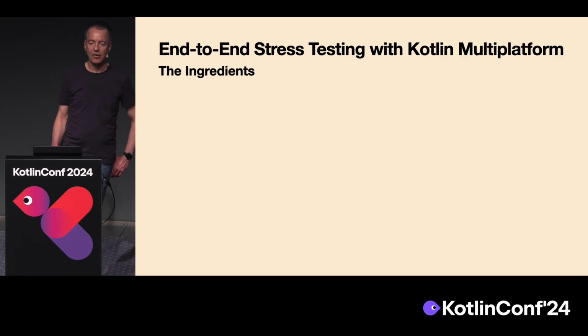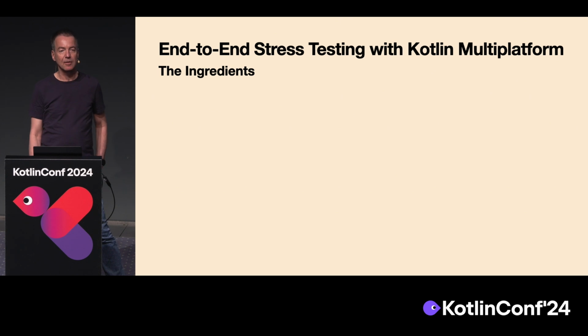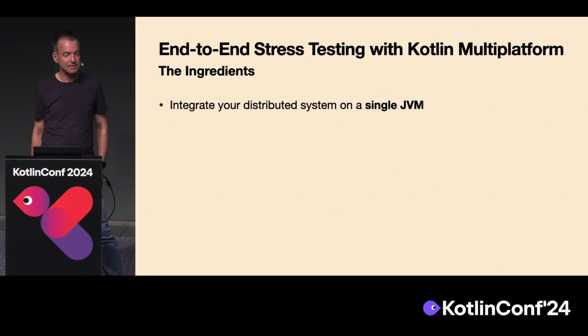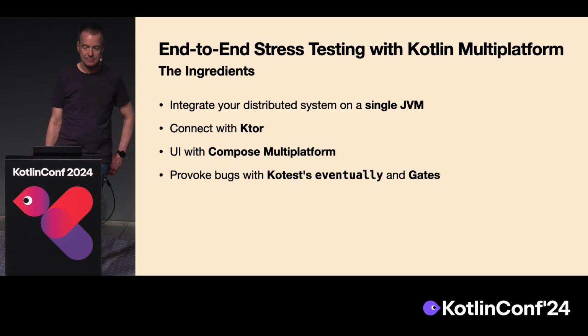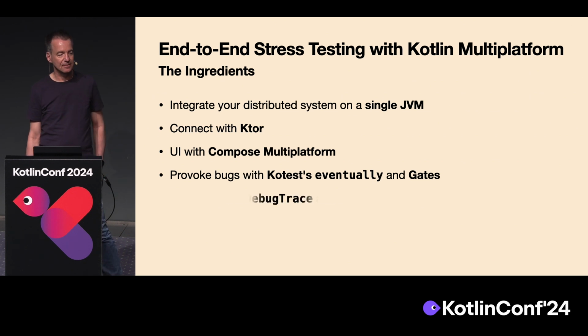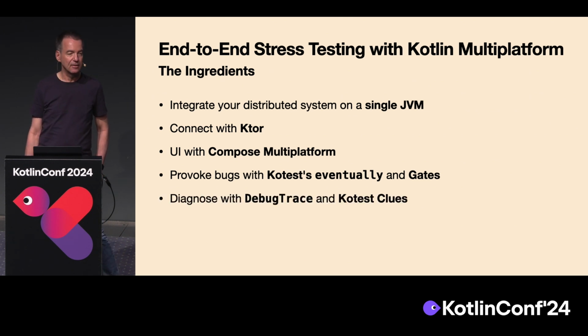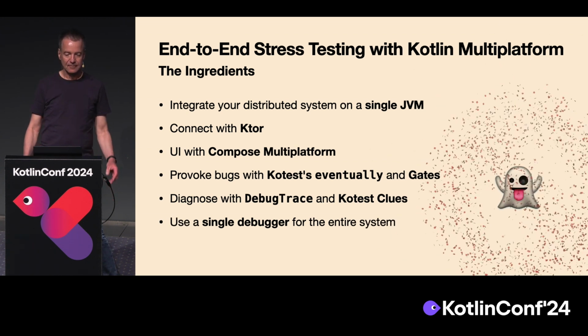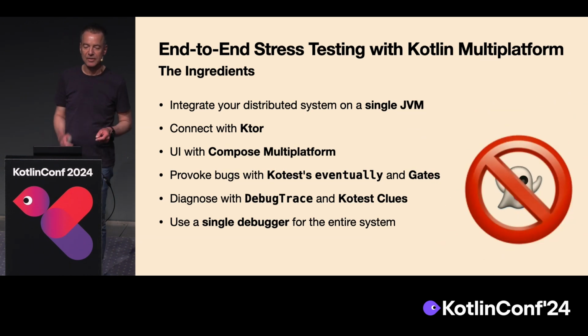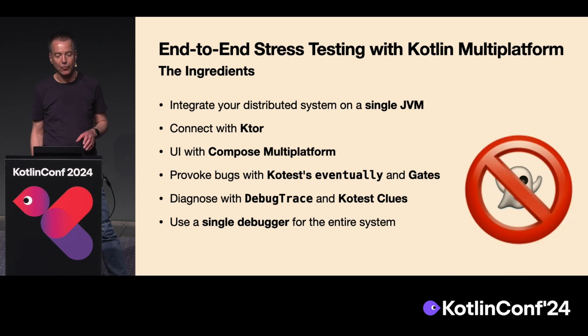So to recap, these are our ingredients for end-to-end stress testing made possible with Kotlin Multiplatform. We can integrate the entire distributed system on a single JVM. We can then connect with Ktor, use Compose Multiplatform for the UI, provoke bugs with Kotest's eventually and gates, and diagnose with debug traces and Kotest clues. Finally, use a single debugger for the entire system. So with that, you can extend your toolbox with whatever fits best and squeeze out bugs before hitting production.